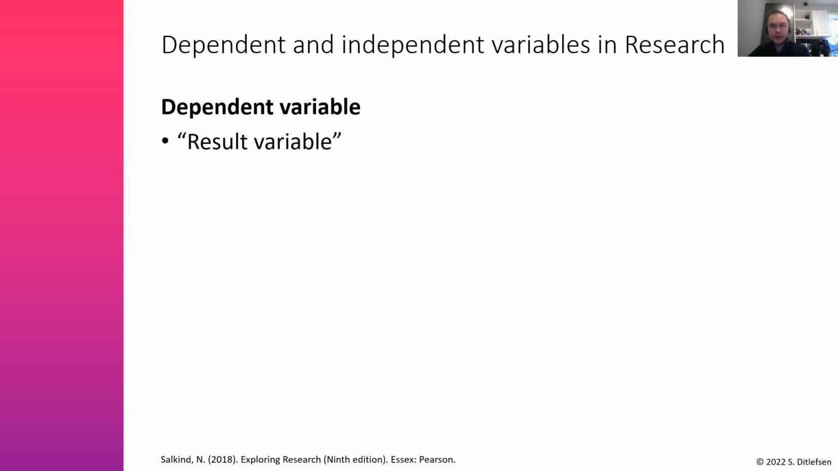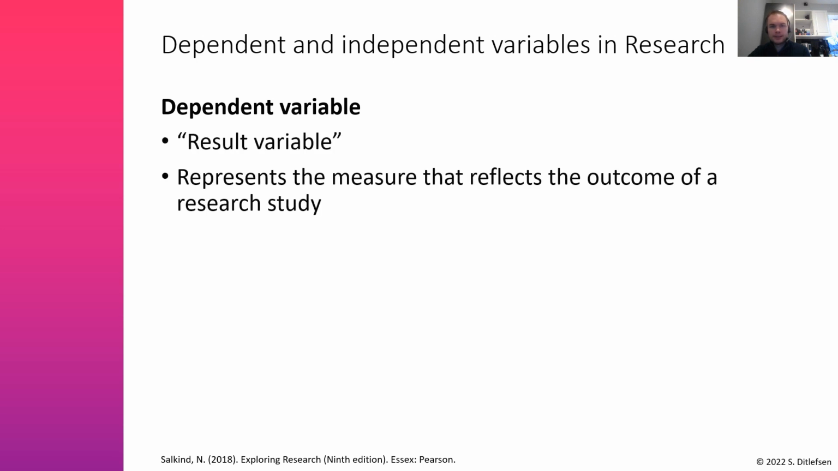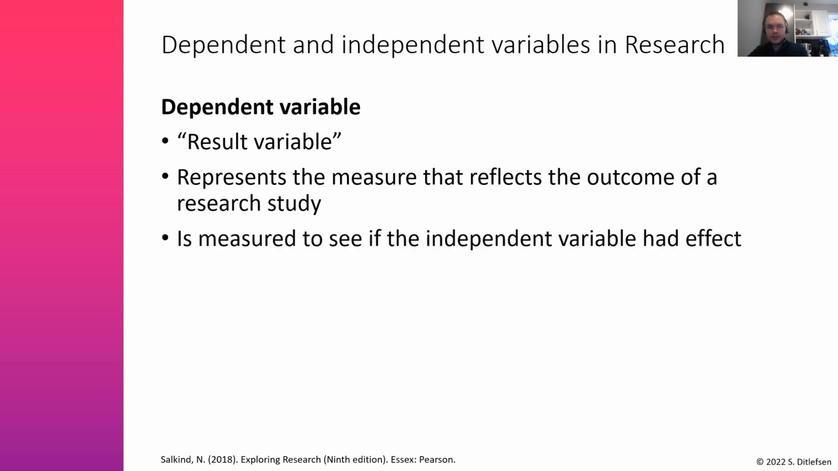It's the result variable. It represents the measure that reflects the outcome of a research study. So we are measuring something, and the dependent variable is that measure. It's measured to see if the independent variable had effect. Okay, so we have something called independent variable that we tweak. We do something with the independent variable, and then the dependent variable may change.